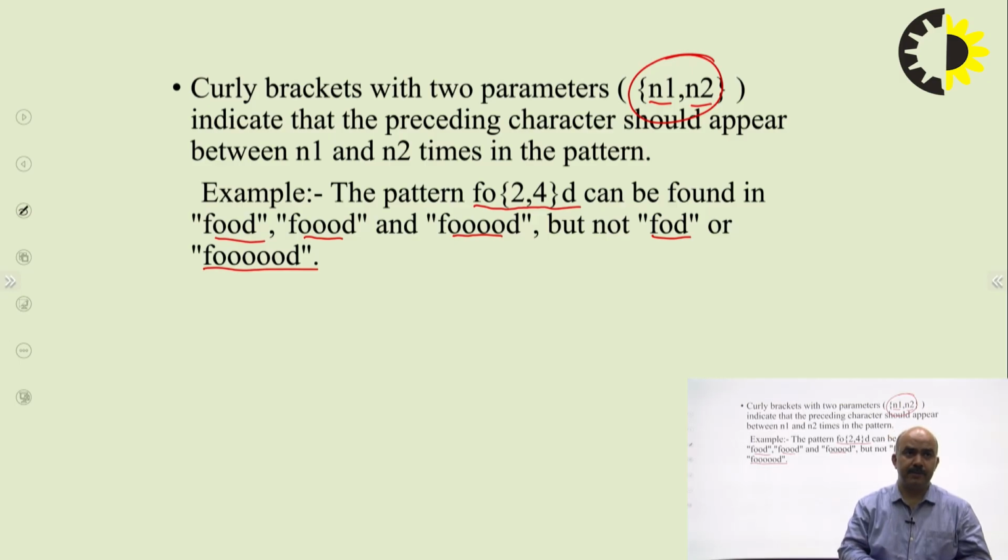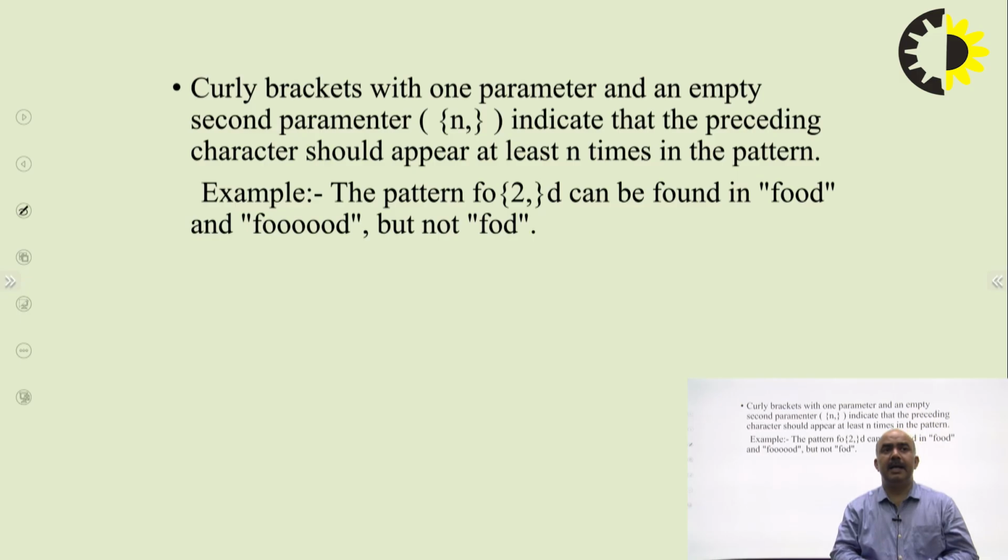Another is the curly bracket with 1 parameter and an empty second parameter. It means one parameter is there and another is not available, which indicates that the preceding character should appear at least n times in the pattern.